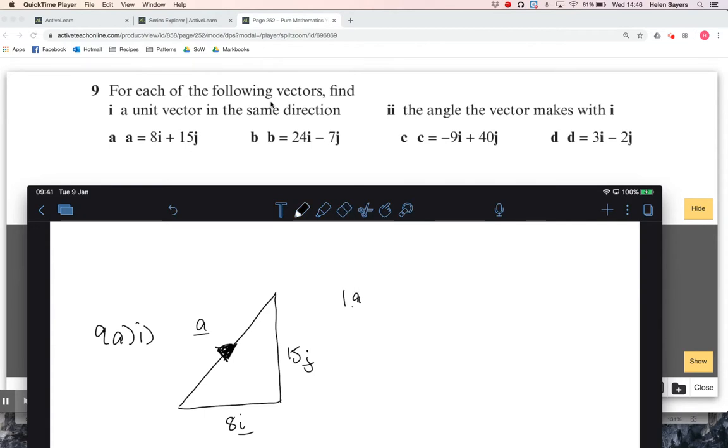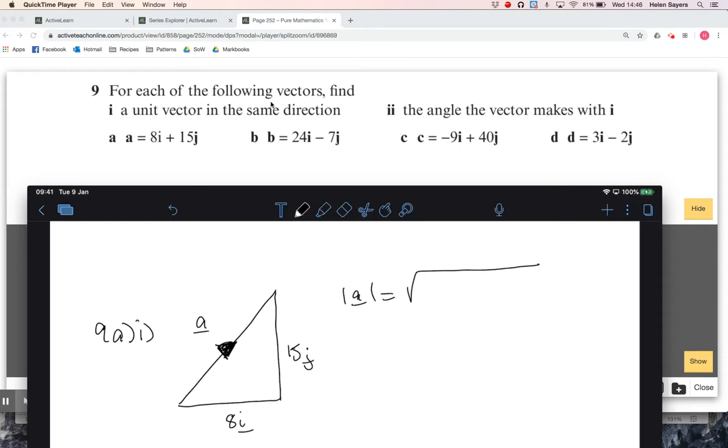So the magnitude of A I can find just using Pythagoras. So obviously that's going to be a right angle. So the length of that vector is going to be root 8 squared plus 15 squared. So I'm going to be lazy and put that on the calculator. Okay, so that's, sorry, I should have known that. That's a magnitude of 17.